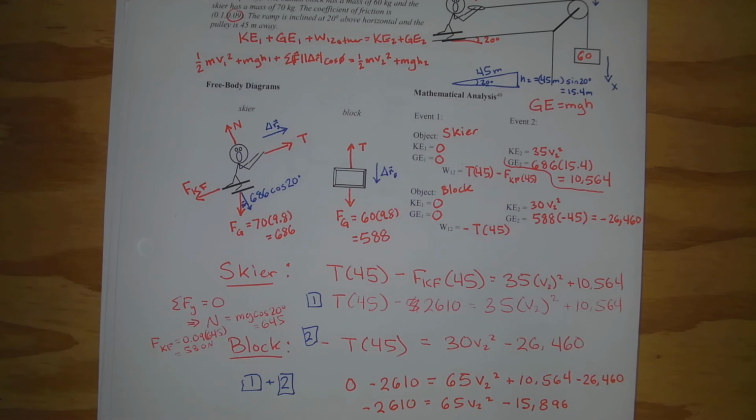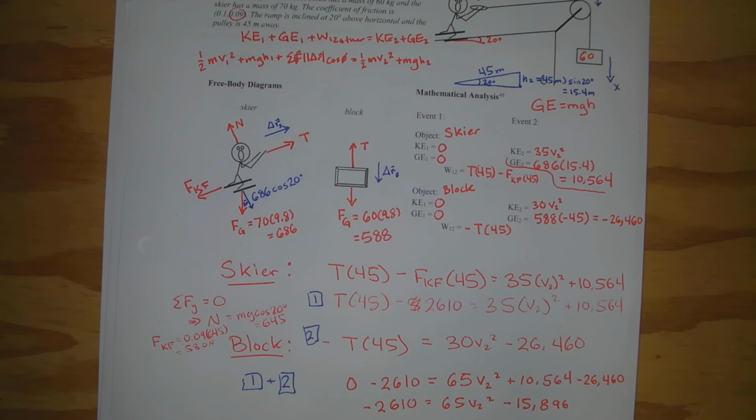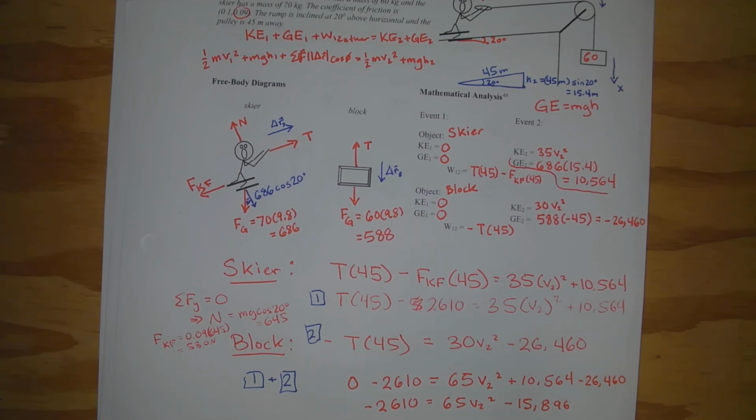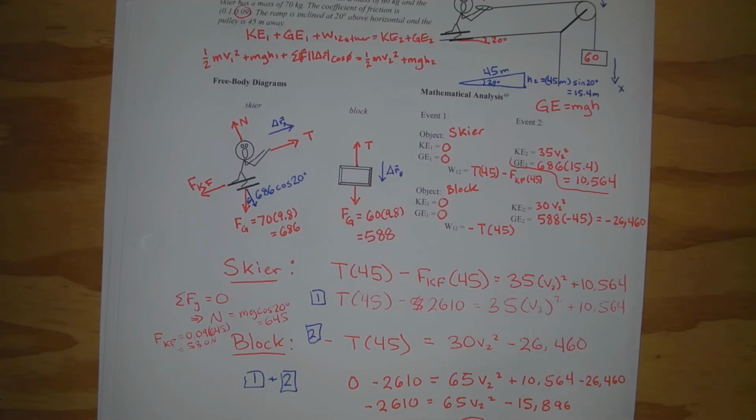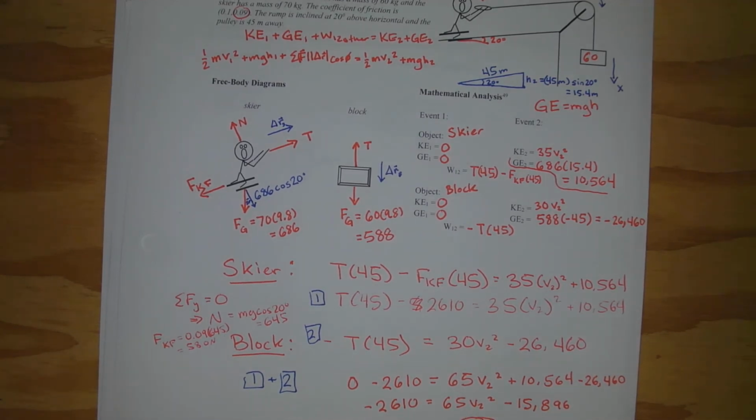That gives me 13,286. Then if I divide by 65 and take the square root, that gives me V2, and that is 14.3 meters per second. So that's the final speed for the skier and for the block.